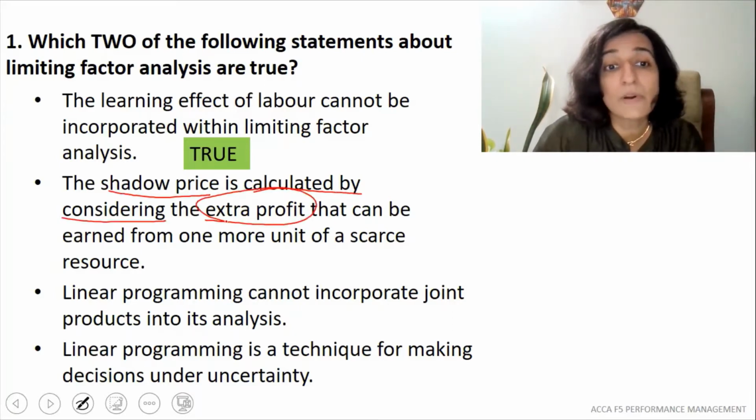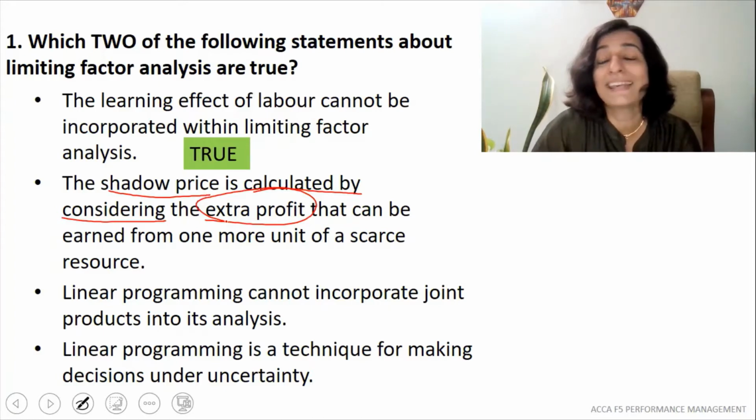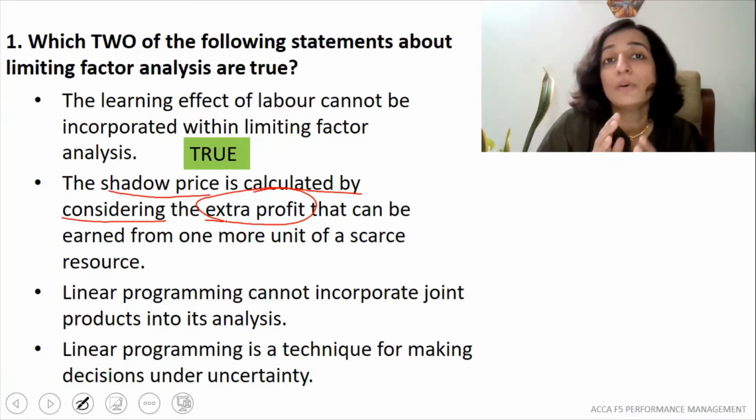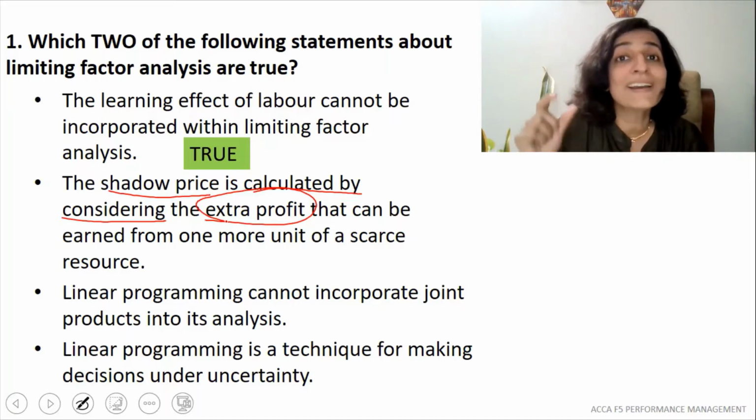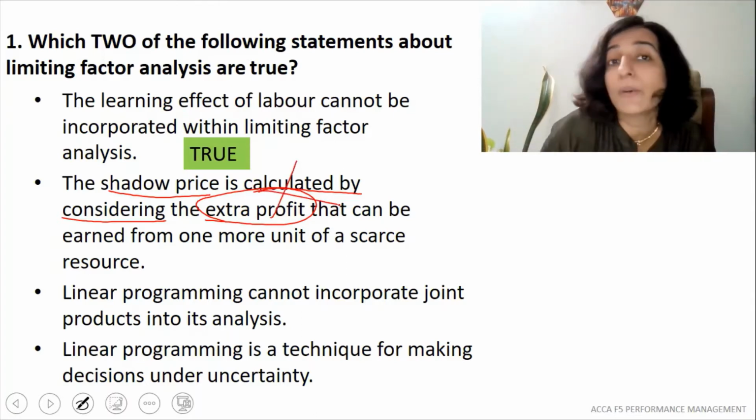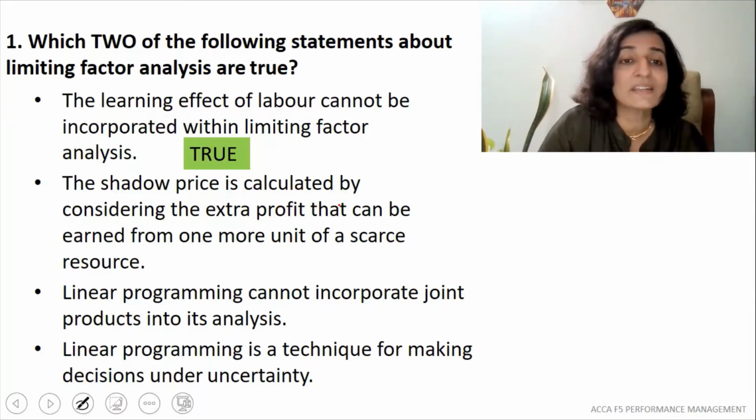Now, coming to the next statement, the shadow price is calculated by considering the extra profit that can be earned from 1 more unit of a scarce resource. If you recollect the video on shadow price, how do we calculate the shadow price? Shadow price is equal to the additional contribution generated. It is not equal to the extra profit. So this statement is false.